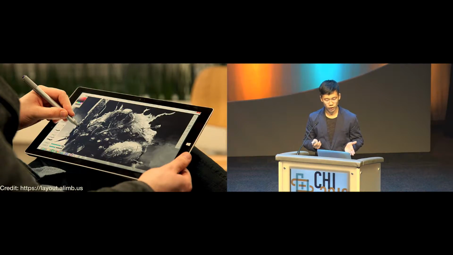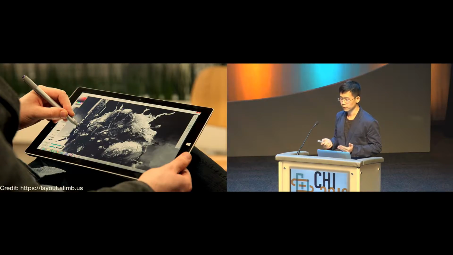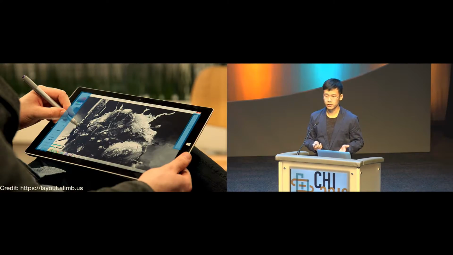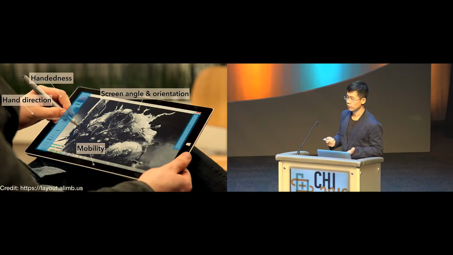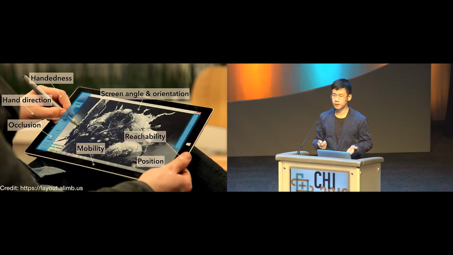But traditional UI forces the user to always reach for the widget at fixed locations, which is more like a device-centric approach. So we wonder, can we design better tablet interactions that leverage and adapt to user postures, such as the mobility, the screen angle and orientation, the handedness, the hand direction, and the occlusion because of the hand hovering above the screen, the position of the gripping hand, as well as the reachability of the thumb? So we want to shift from a device-centric approach to more of a user-centric approach.